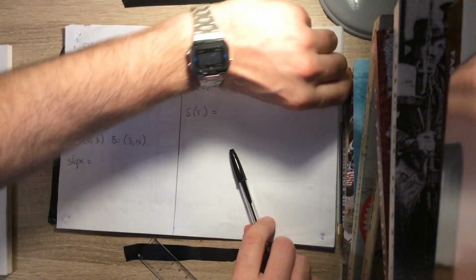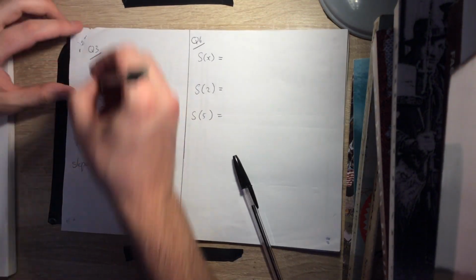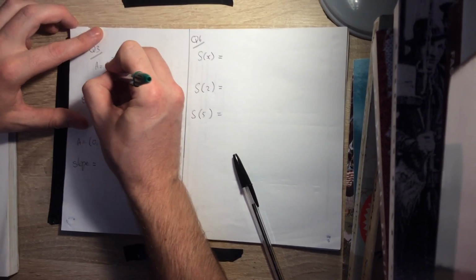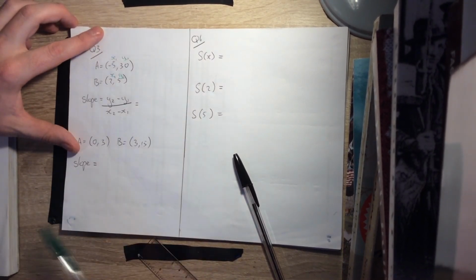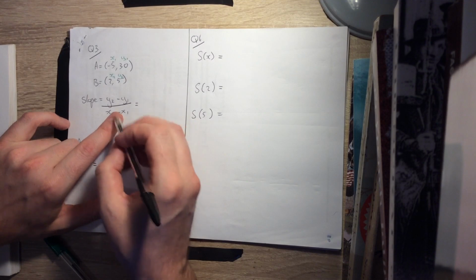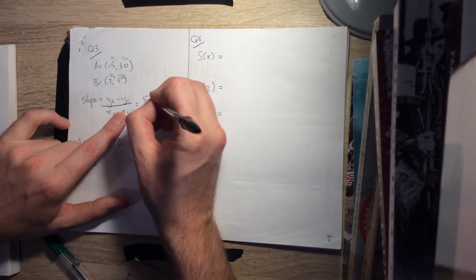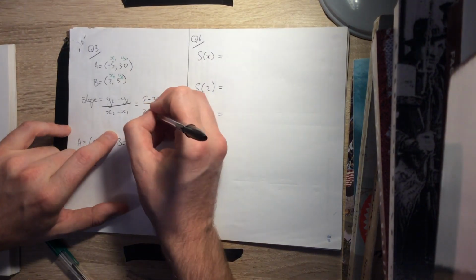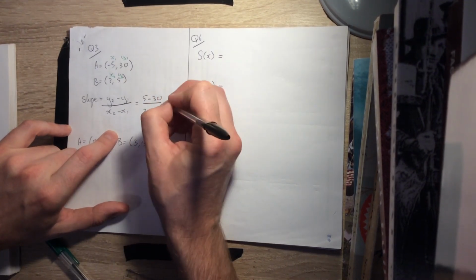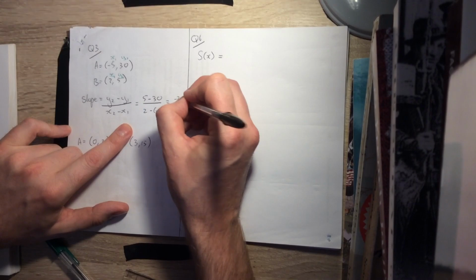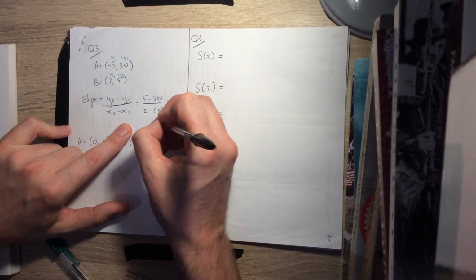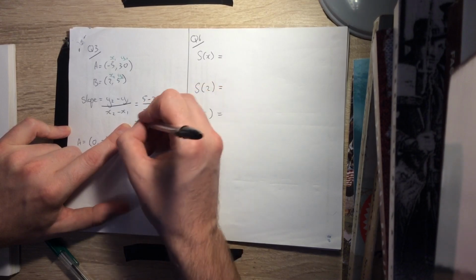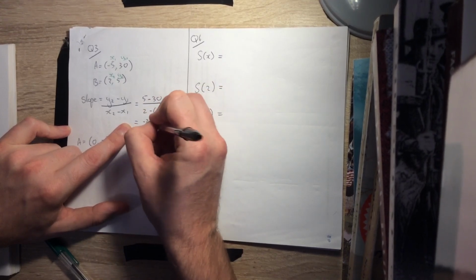For question 3, part 1, I know that my first point A, I'm going to call x1, y1, and my second point B, I'm going to call x2, y2, and that the slope then between them is going to be 5 take away 30 divided by 2 take away negative 5. And that gives me negative 25 over 7, or 3 and 4/7, minus 3 and 4/7, if you like.